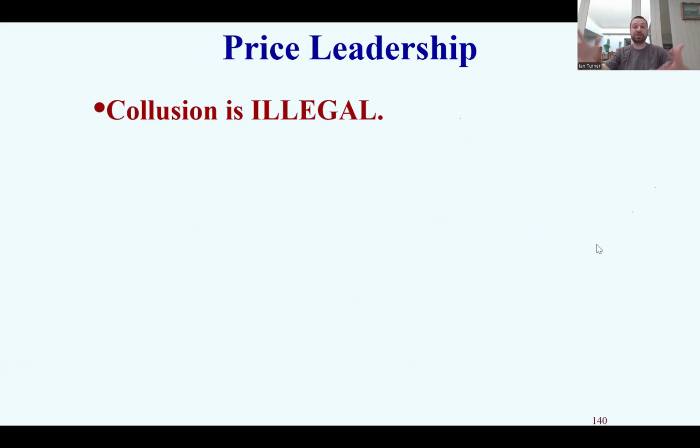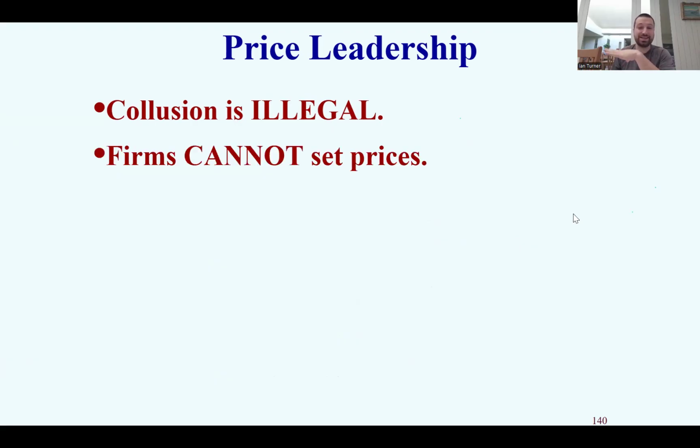So collusion is illegal. Collusion is illegal. So you got to be careful again. Firms cannot set prices, right? They can't come together and be like, hey, we're all going to pick this high price. This is just not legal in the US. Now, again, this can happen, right? This can be done, but they got to be really careful, and there's always incentive to cheat.